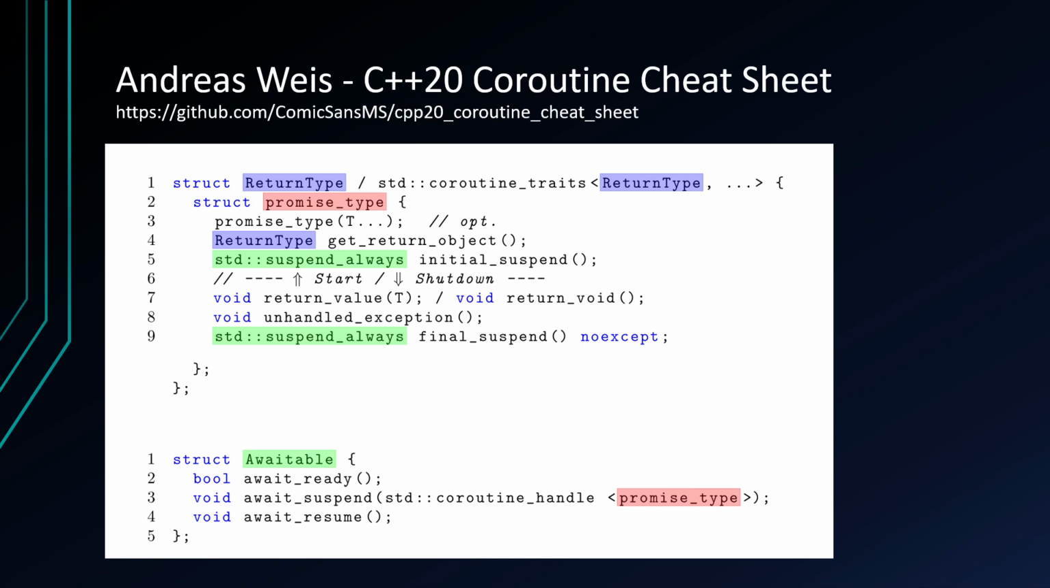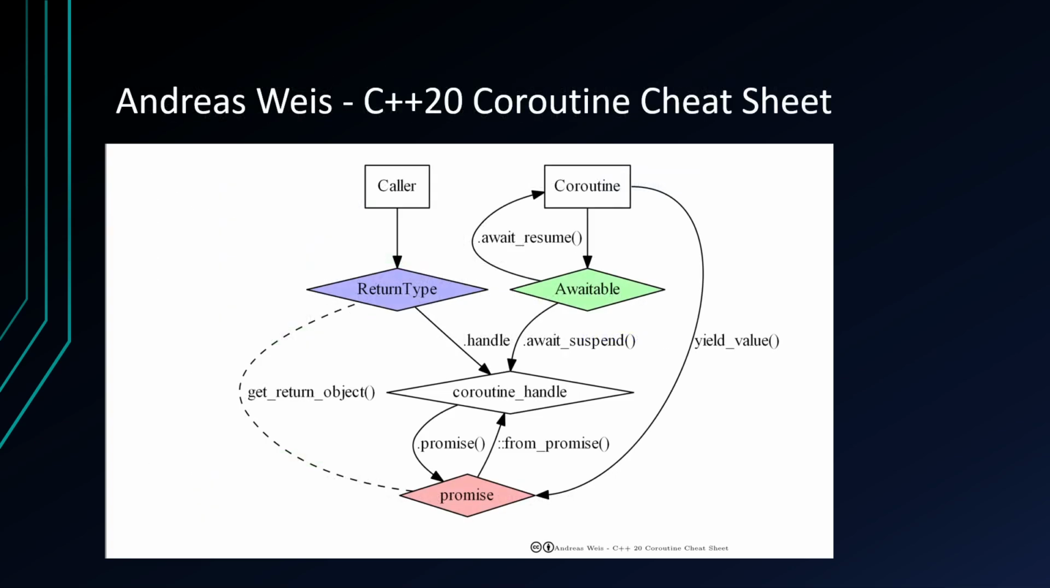So await_suspend gets access to the coroutine handle of the thing that is being suspended, and await_resume and await_ready are how you control the suspending behavior of the awaitable. So here's kind of a call diagram that shows you how these things are related.